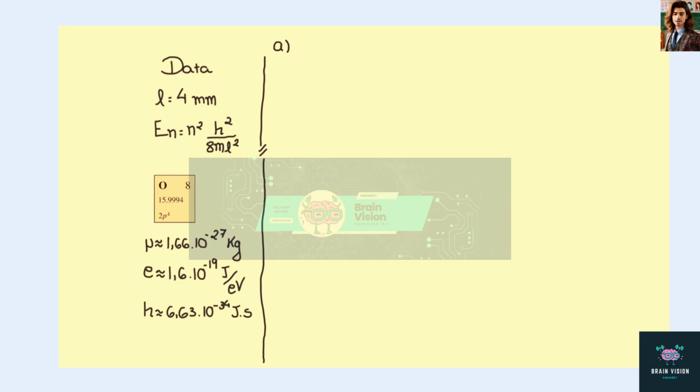In the first item, we have to calculate the value of the ground state energy of an oxygen molecule. We begin by calculating E1, which is equal to 1 squared times h squared divided by 8 times the mass of that molecule times L squared. We already know h and L, so the only thing we have to calculate before evaluating the ground state energy is the mass of the oxygen molecule.